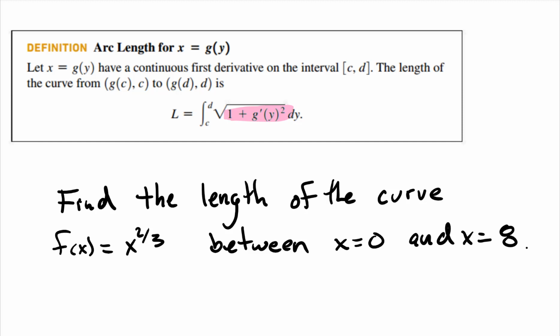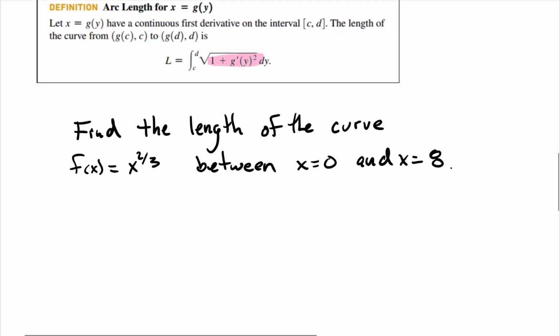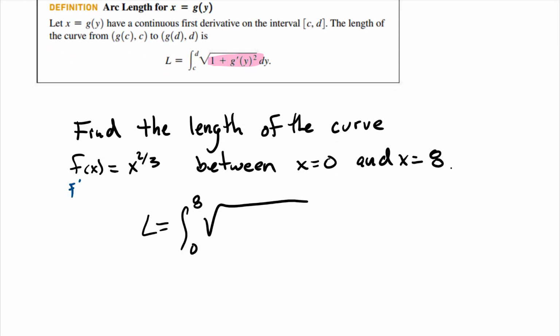So let's go take a look at our next problem. We're going to find the length of the curve f of x is equal to x to the 2/3 power between x equals 0 and x equals 8. And if we just try and set it up as such, going from 0 to 8, let's go find its derivative. So 2/3 x to the negative 1/3, and then when we square it up, what are we going to end up with? That's 1 plus 4/9 x to the negative 2/3 power dx. Yeah, go ahead. Solve that out for me, please. I'll wait.